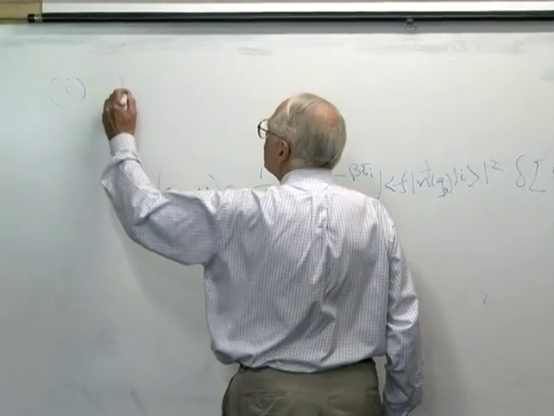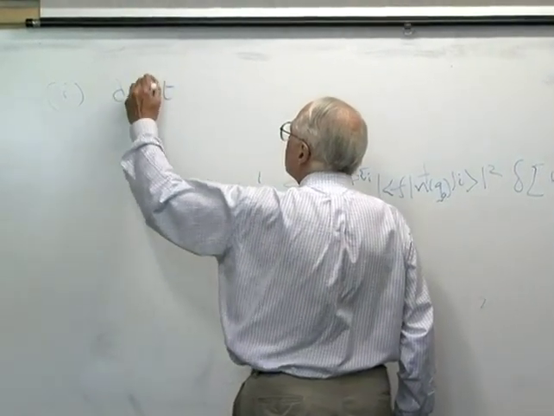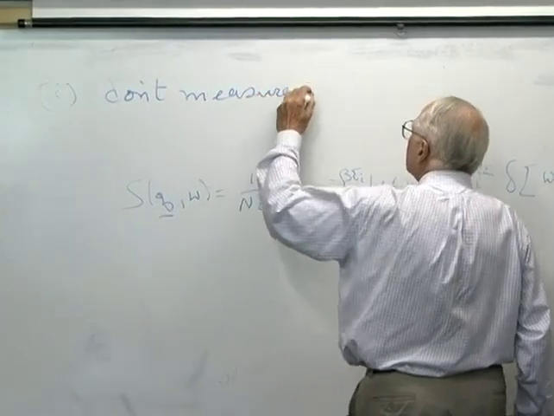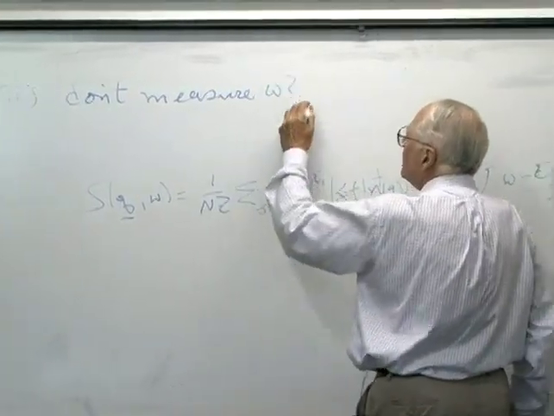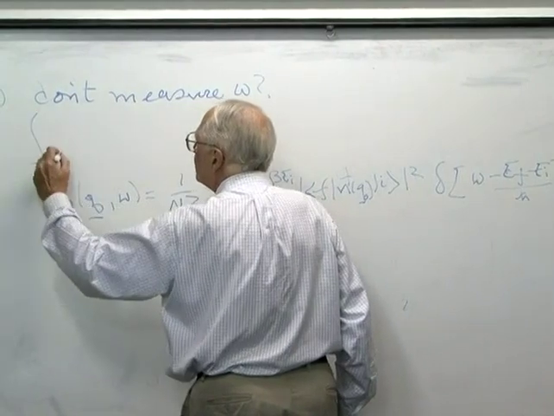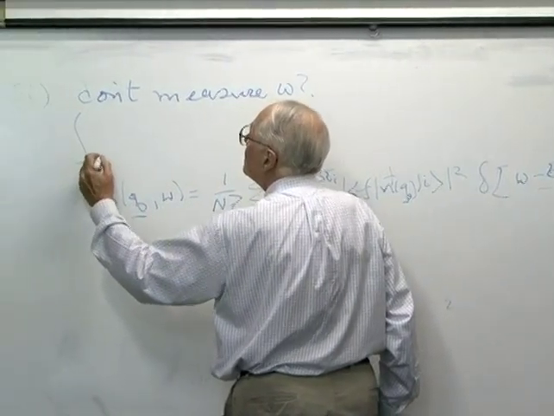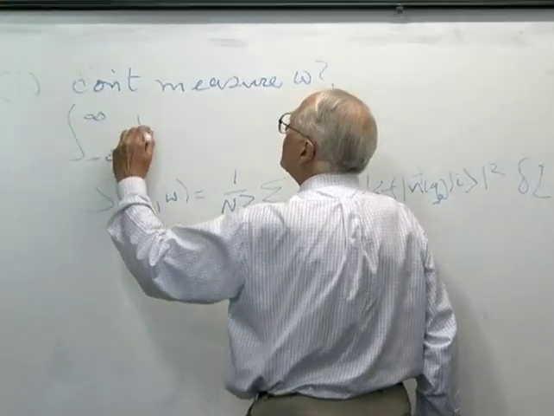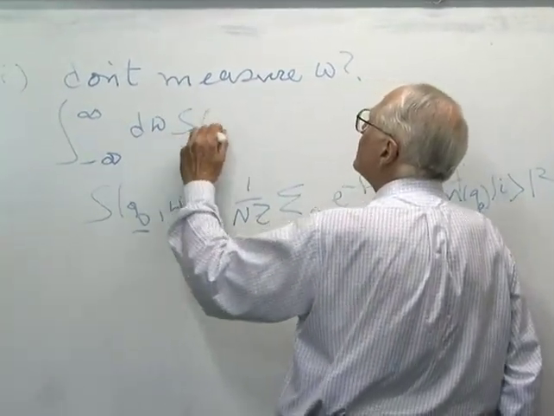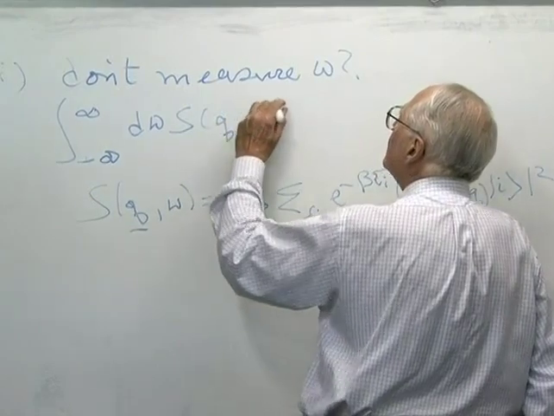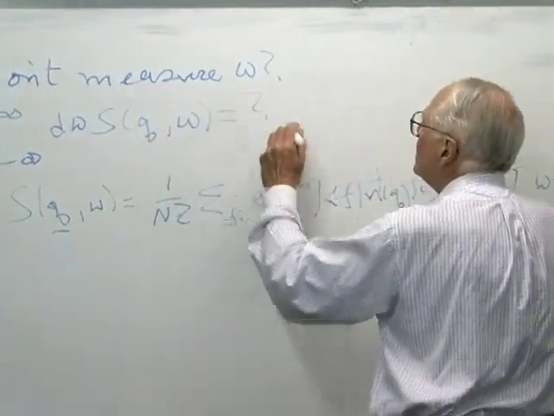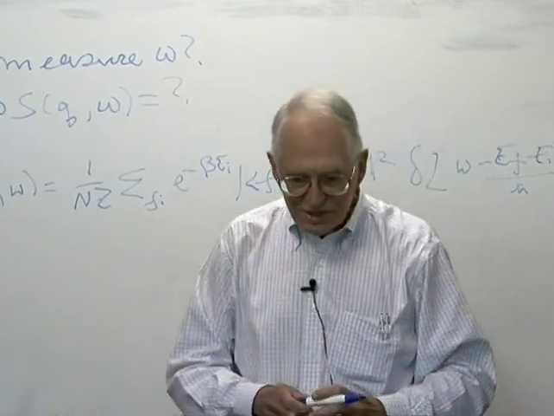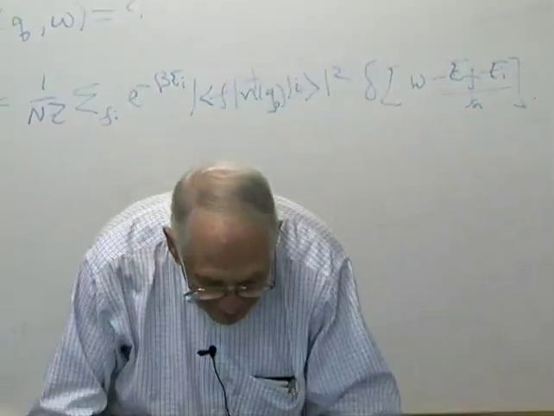Suppose we don't measure omega. In that case, what we measure is the integral. Well, it's really the integral from minus infinity to plus infinity d omega S of q and omega. And let's ask what this quantity is. So let's imagine we just do this integral. This is the simplest kind of thing you could imagine.